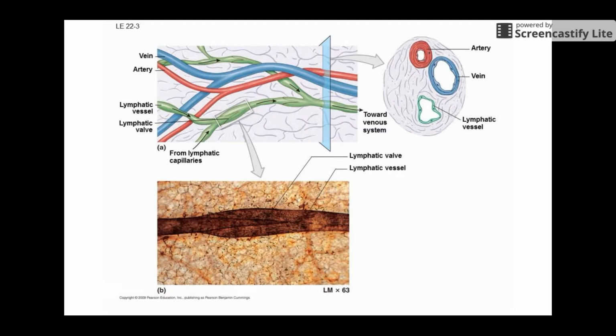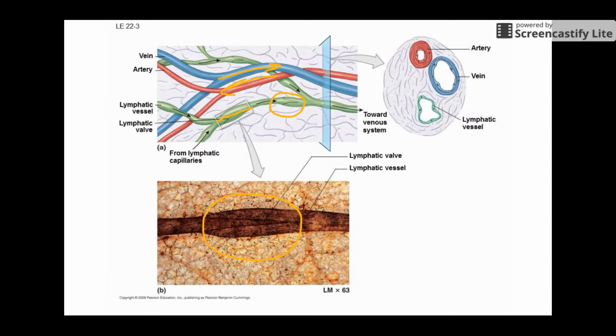So the lymphatic vessels themselves run right next to the arteries and veins. Here's an artery going in that direction, here's a vein going in this direction, and here's a lymphatic vessel going in this direction. And notice they've got these little valves. You can see those two flaps there, and you can see it in this picture at the bottom. So there's not a lot of pressure. There's no heart pumping the lymph.